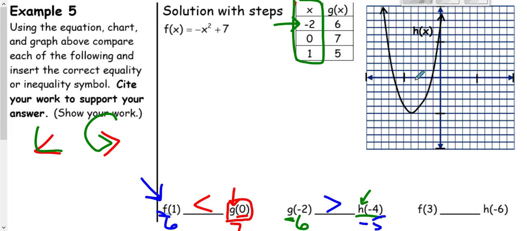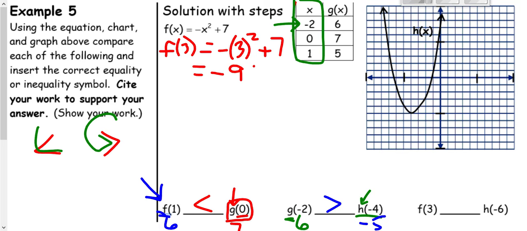Okay, let's try the last one. Why don't you evaluate f of 3 and tell me what you get? Well, if we take 3 and we plug it into the f of x function, we get a negative 3 squared plus 7. That makes a negative 9 plus 7. The 9 is negative because it's on the outside of that parentheses. All of that makes a negative 2. So I know that this is a negative 2.